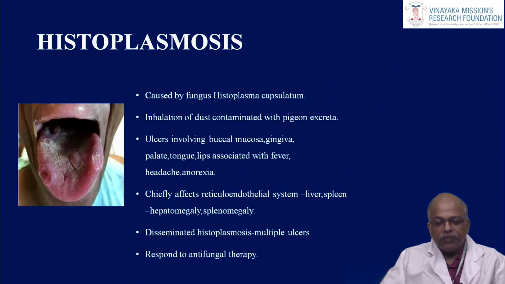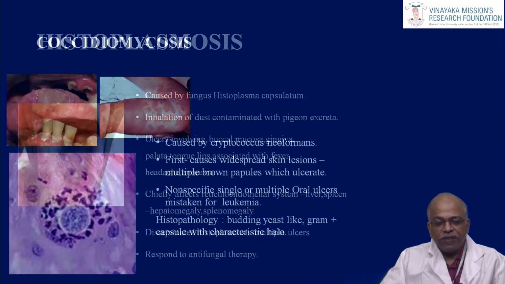Ulcer caused by histoplasmosis is mainly caused by the fungus Histoplasma capsulatum. They are found in bird and bat excreta. Ulcers involve the buccal mucosa, gingiva, tongue, lips. Patients have fever, headache, anorexia. It chiefly affects the reticuloendothelial system such as the liver and spleen, resulting in hepatomegaly and splenomegaly. The disseminated histoplasmosis is characterized by multiple ulcers in the oral cavity. They usually respond to antifungal therapy.